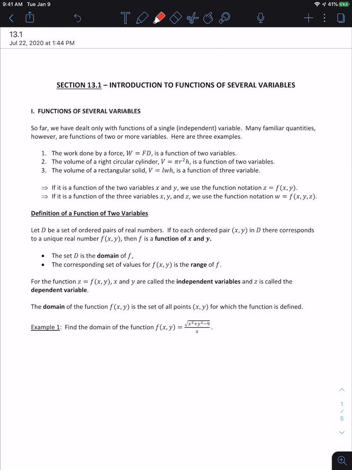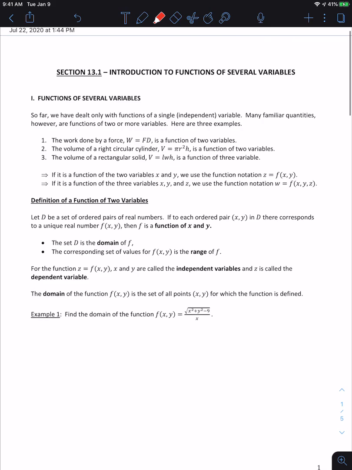The domain of a function f of x, y is the set of all points x, y for which the function is defined. So that's the exact same as in the case where I was looking at y equals f of x, right? The domain was the allowable x values. I would have negative infinity to 0, union 0 to infinity or something like that, and that corresponded to a real line because it was one variable, so it was a one-dimensional space.